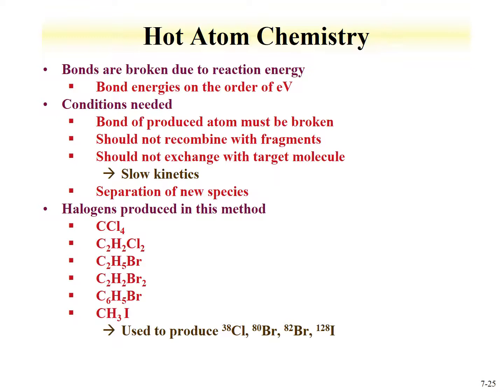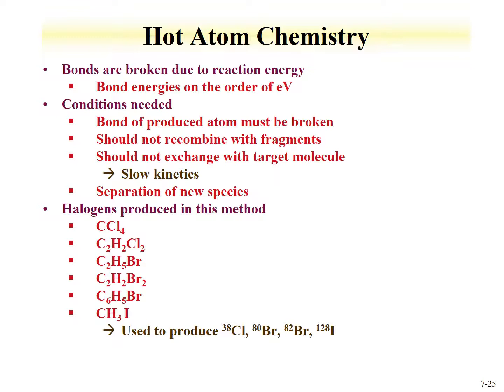The mechanism that occurs in hot atom chemistry is that these chemical bonds are broken due to the reaction energy. Certain conditions need to be met. Only the bonds of the produced atom must be broken. In the case that we discussed earlier with the iodine, if the bonds broke both the inactive and active iodine, the separation wouldn't be very useful.